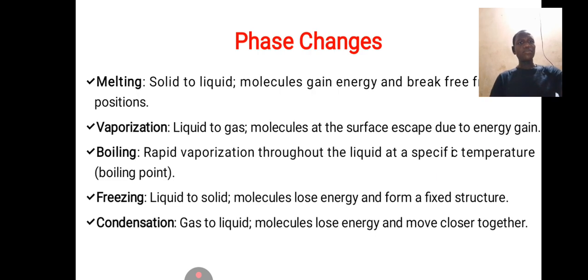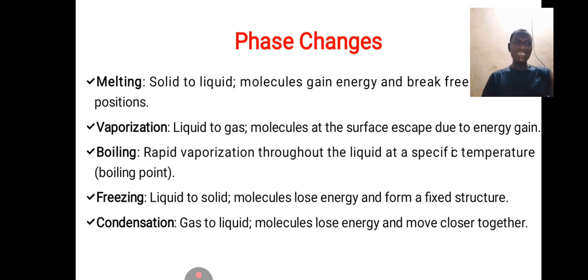And okay, phase changes. Let me quickly explain some key things here that are important. Now, from solid to liquid, molecules gain energy and break free from each other. Very important. If you want to melt a candle, what normally happens? The molecules gain heat energy. They absorb heat energy. So that heat energy gives them more ability to move around. So they separate, they break free.